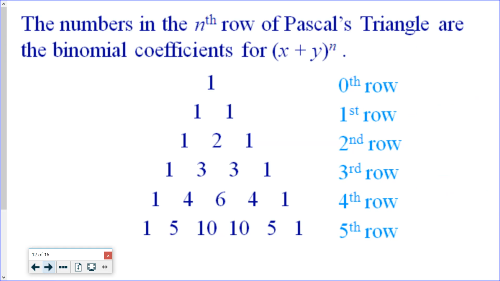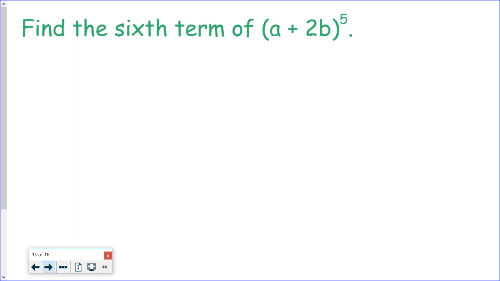Here's back to the Pascal triangle. This is what we did today in class. So instead of finding the entire expansion, they're just asking me to find the sixth term of a plus 2b to the fifth. So this is a fifth degree polynomial.